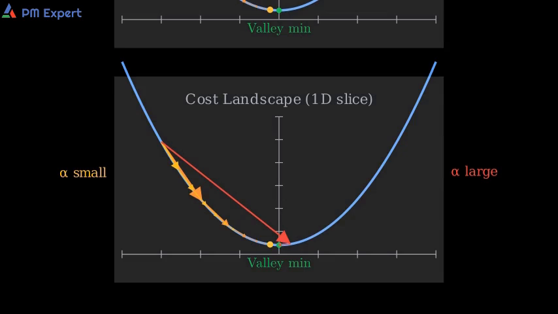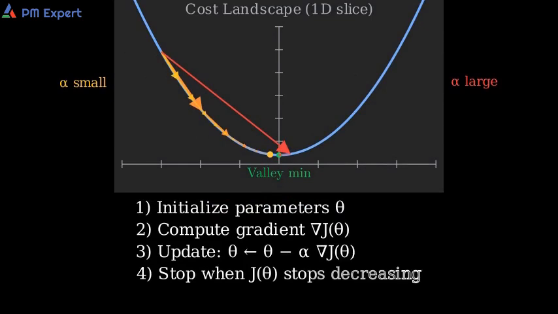Let us put it all together. 1. Initialize theta, often to zeros. 2. Repeat until convergence. Compute the gradient of J with respect to theta. 3. Update each parameter using theta equals theta minus alpha times the gradient. 4. Stop when J stops decreasing.